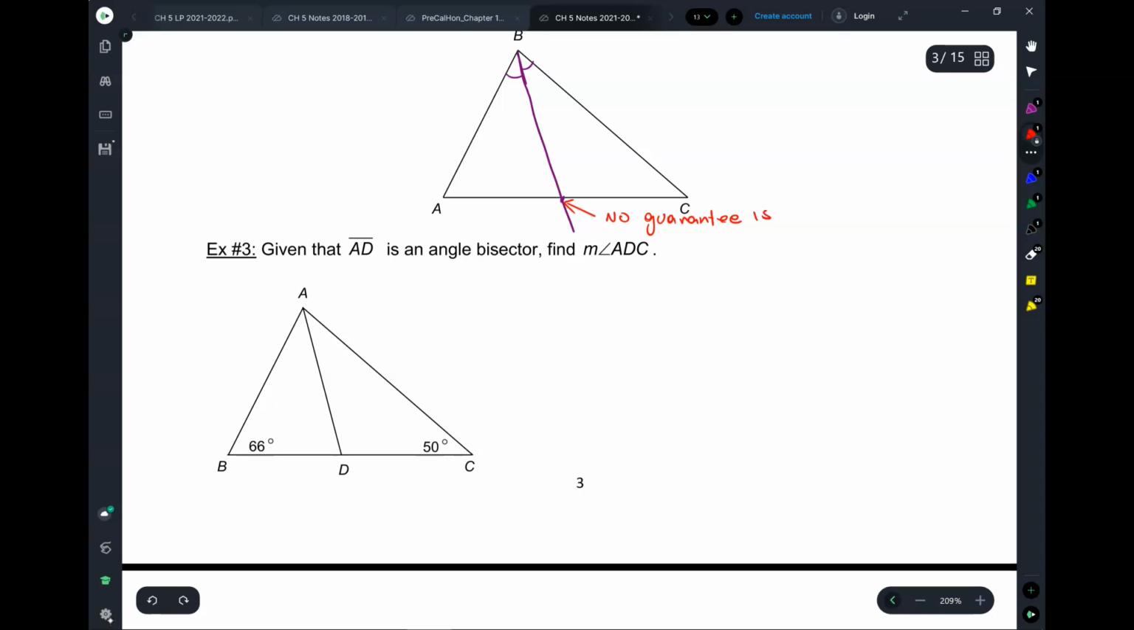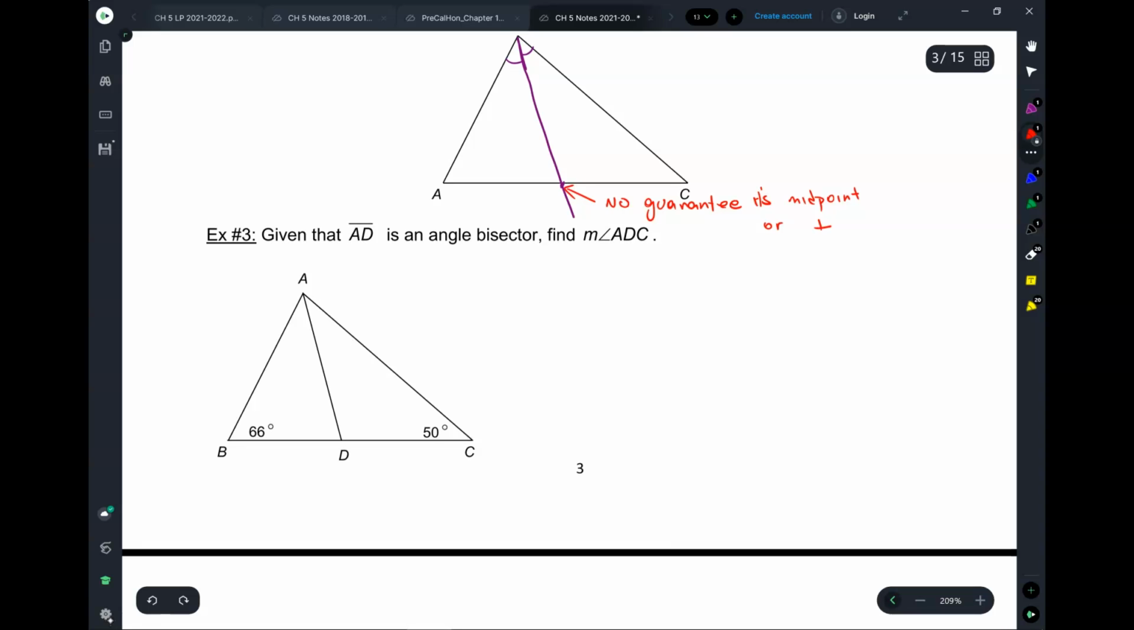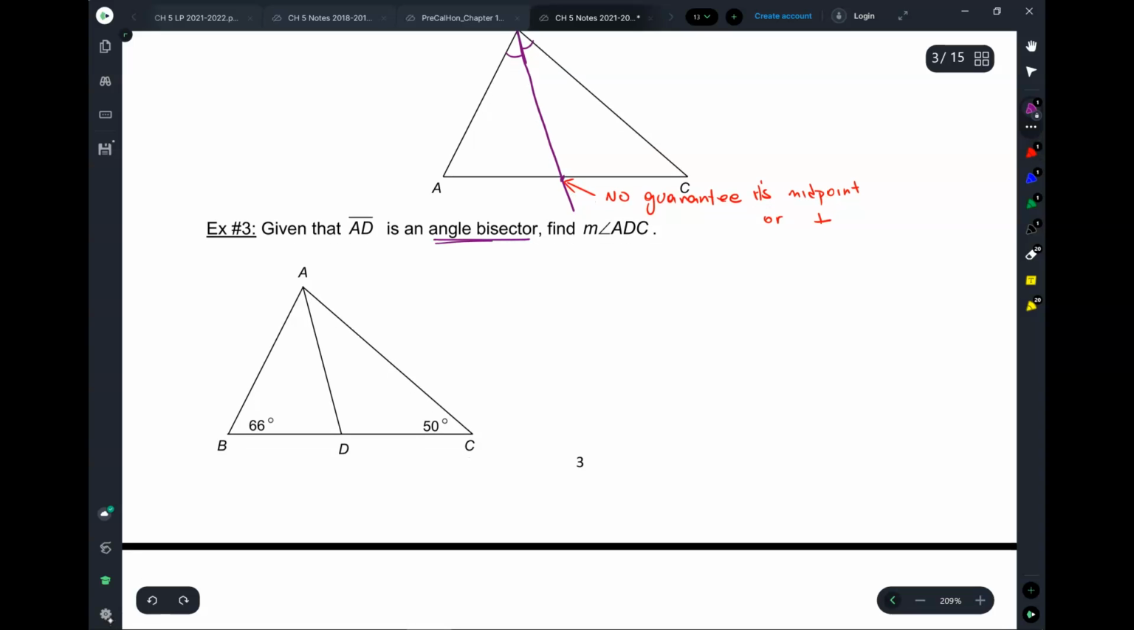Yeah, but my line, right, when I'm going to cut it in half, I only look at that part of the angle. My goal is just to cut that angle in half, and then it lands where it lands. That's what I'm saying. There's no guarantee that this is the midpoint or perpendicular, okay? All right, so here, given that AD is an angle bisector, the minute I see angle bisector, reflexively, I do this, all right?